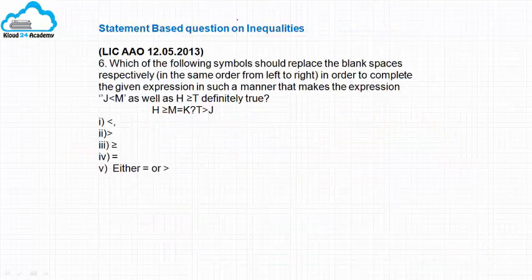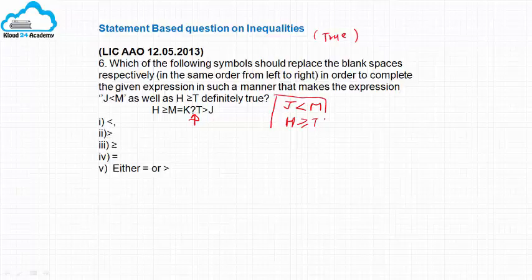This question came in the LIC AAO 2013 exam. Pause the screen, try to solve this question yourself. It is very easy. Which of the following symbols should replace the blank spaces respectively? Here we are given a question mark, in order to complete the given expression in such a manner that makes j less than m, h greater than or equals to t definitely true. So this is a case of true, not false. So these should be true.